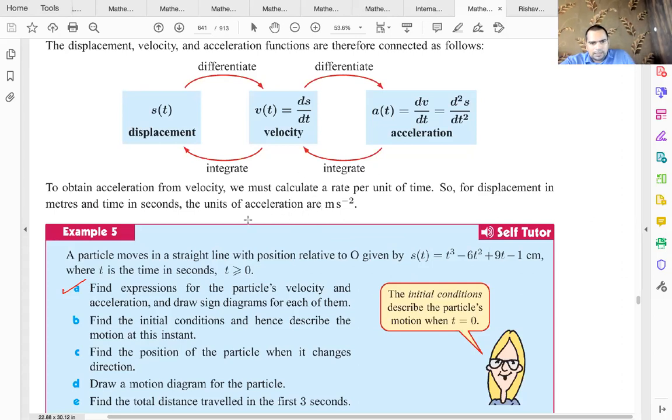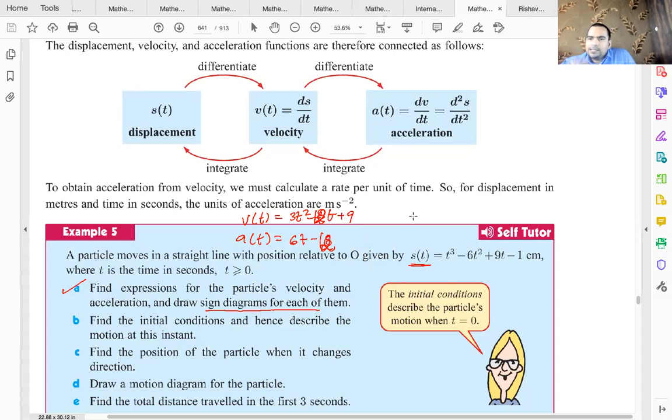So the v of t expression is going to be 3t squared minus 12t plus 9, and the acceleration expression will be 6t minus 12. So the first derivative of the displacement will be 3t squared minus 12t plus 9, and the derivative of the velocity expression is going to be 6t minus 12. So this is the basic expression for each of them.